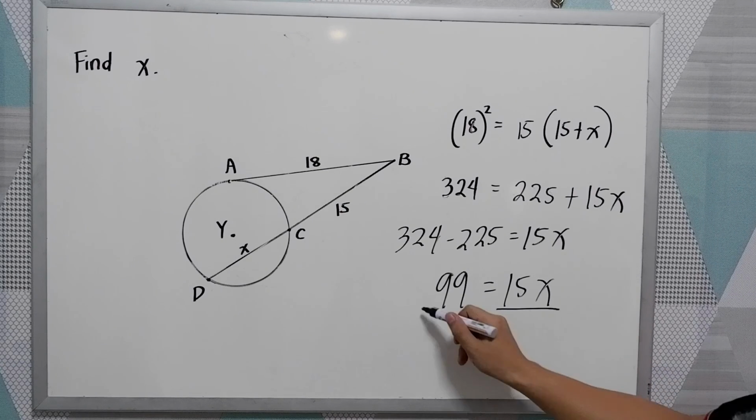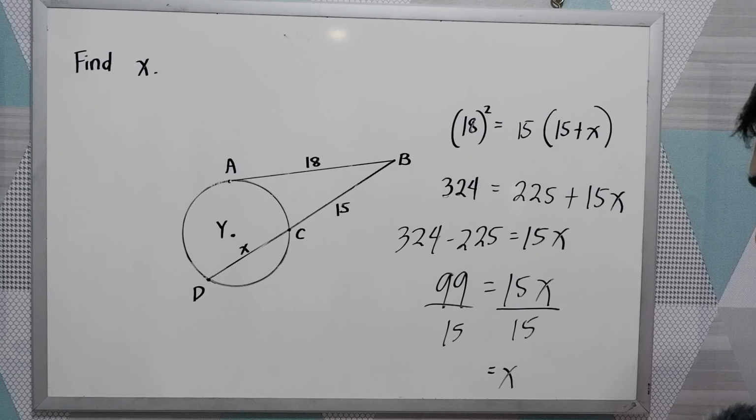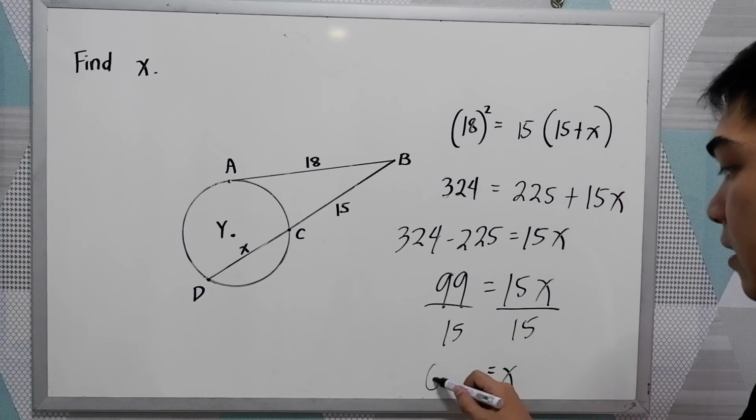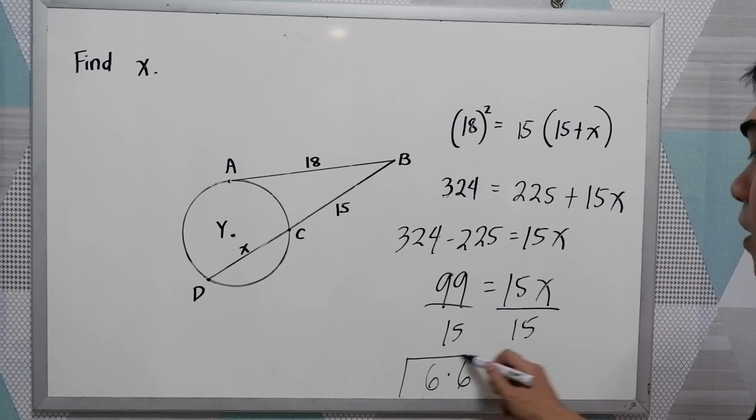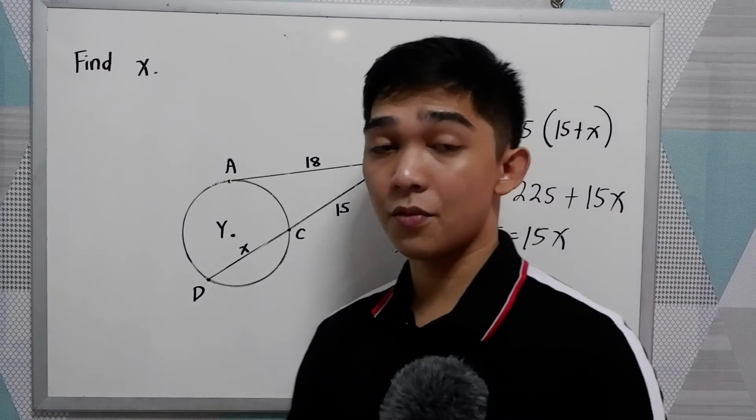To find x, we need to divide by 15. So x is equal to 99 divided by 15. That is 6.6. So x is 6.6. So that's the application of our theorem.